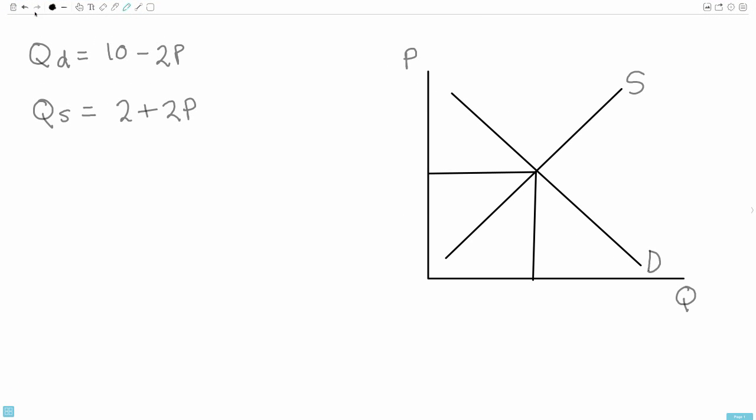Okay, in this clip I am going to show you a basic example of the mathematics of market equilibrium. So, the story is very simple. You have two equations, one representing the demand and the other representing the supply. Notice the negative sign for the demand curve, which illustrates the inverse relationship between QD and price, and also notice the positive sign on the supply curve, which illustrates the direct relationship between price and QS.